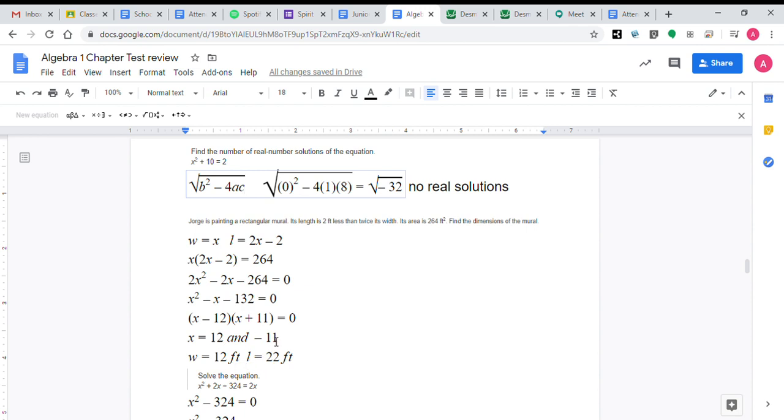If you notice, it's not 12 and 11. It's not 12 and 11 because you can't have negative 11 feet. You can only have a positive 12 feet. So that's why I only use that one right there.